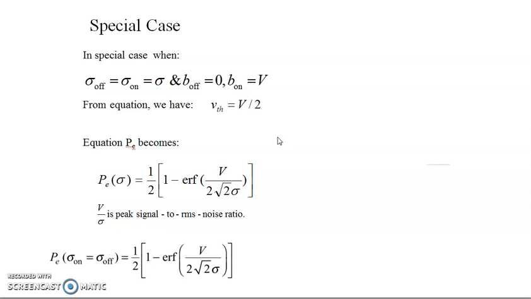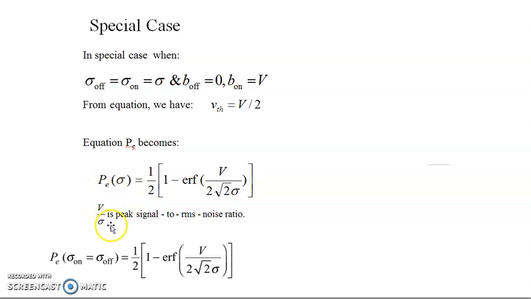Now consider here a special case. We have sigma off and sigma on, meaning the variance for the bit 0 and 1, equal, and we consider that the voltage B off is equal to 0 and B on is equal to V. From the equations we can find the threshold value of voltage, that is V by 2. So then the probability of error in terms of variance we can calculate. We have 1 by 2 into 1 minus error function V by 2 under root 2 into sigma.